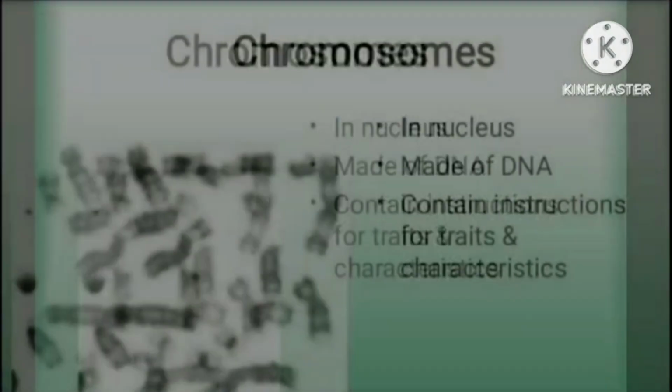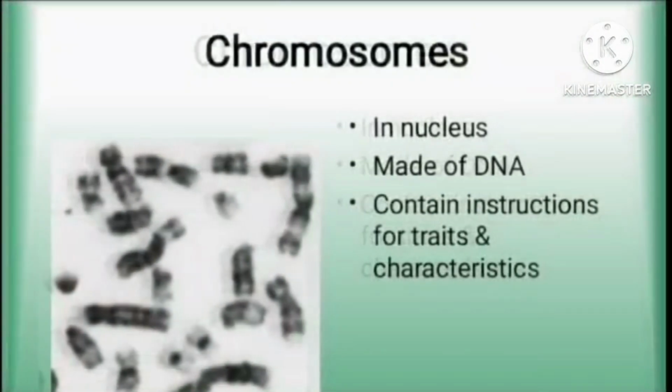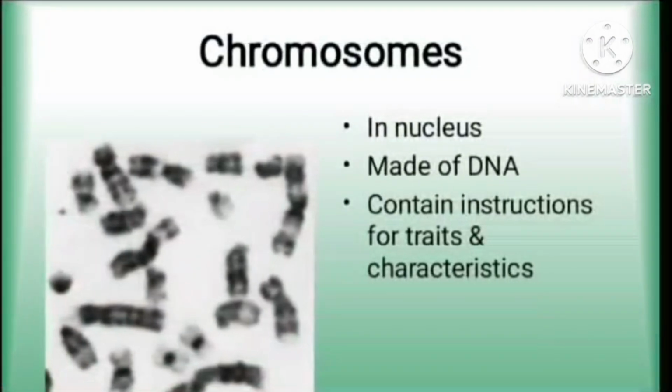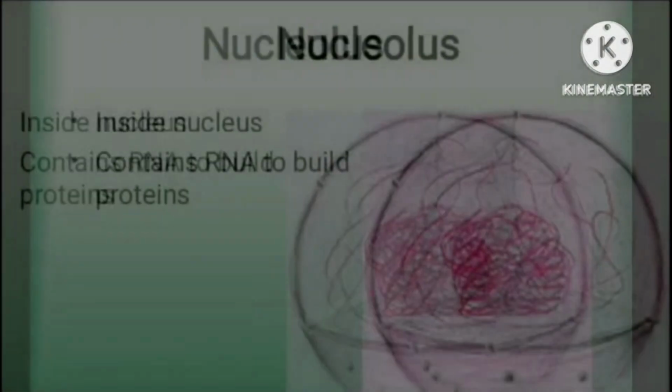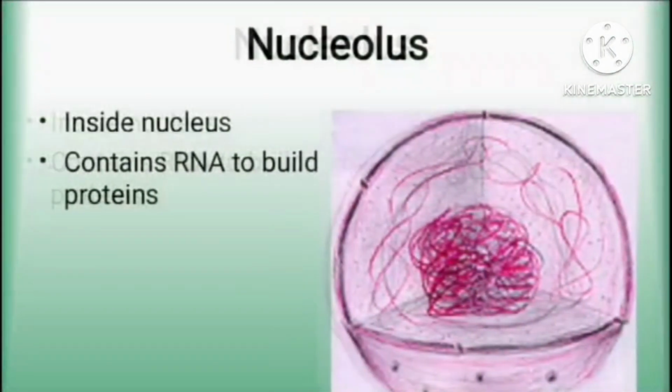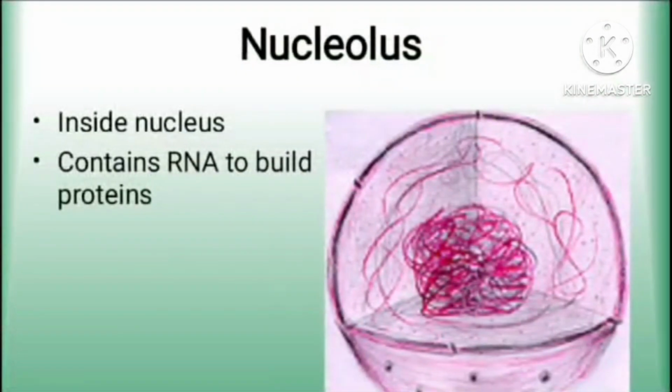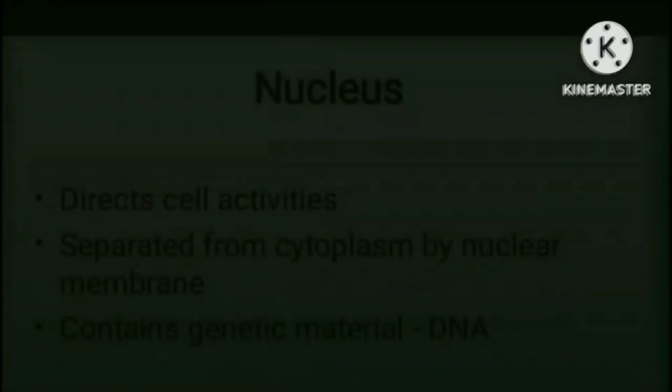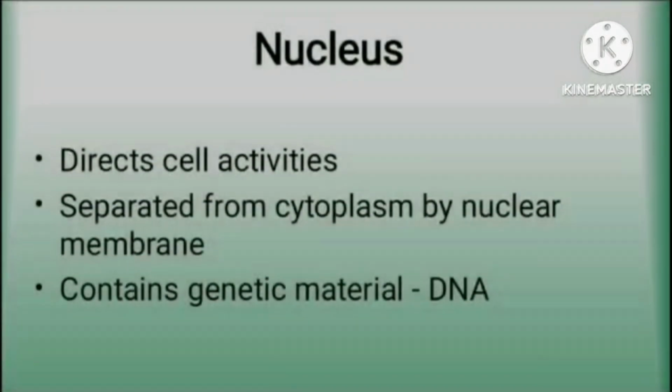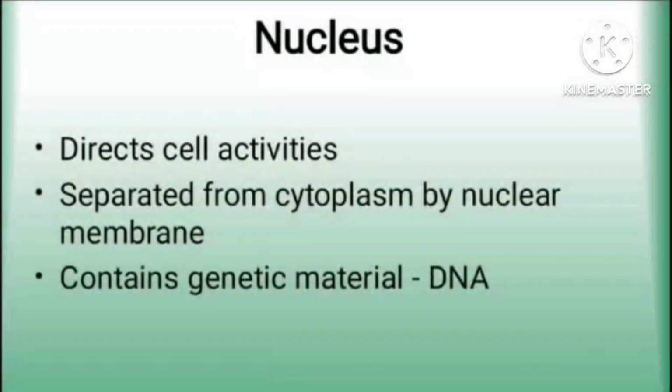Chromosomes present in the nucleus are made up of DNA containing instructions for the traits and characteristics. The nucleolus is present inside the nucleus, and it contains RNA to build protein. And the function of the nucleus is to control all the activities of the cell and transfer the genetic material.